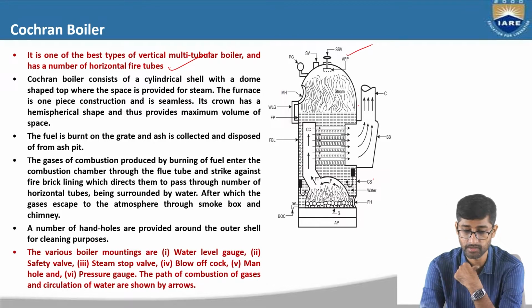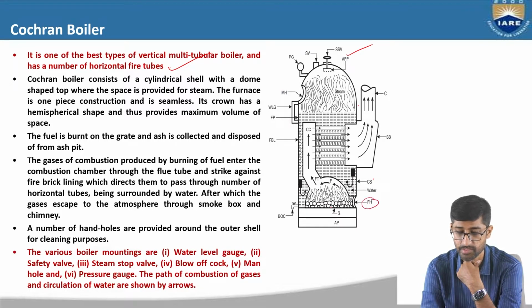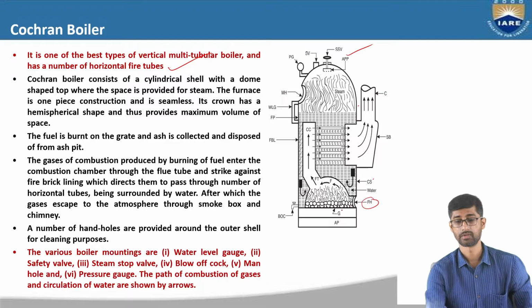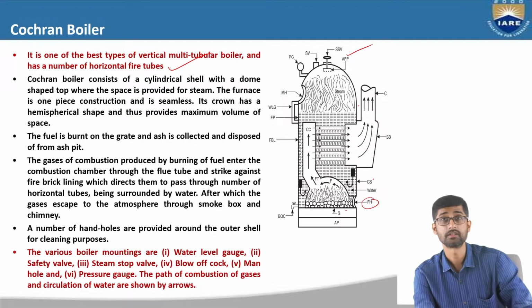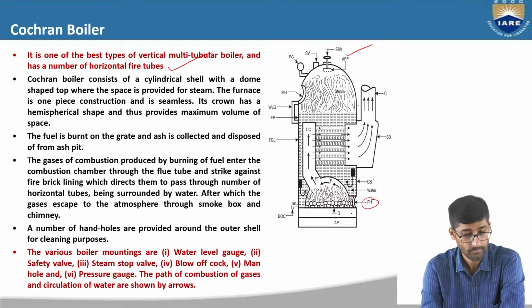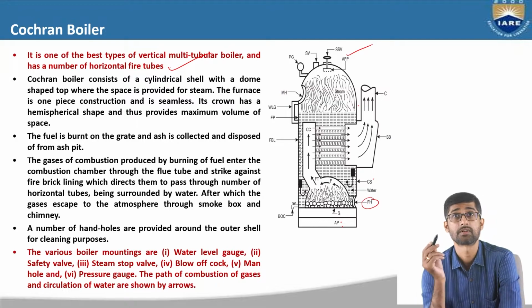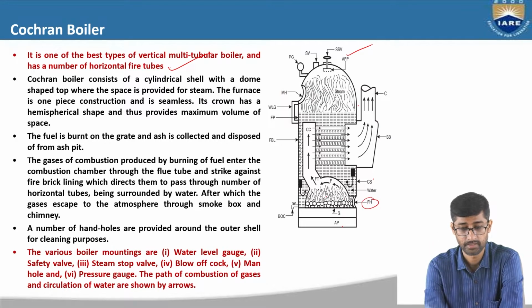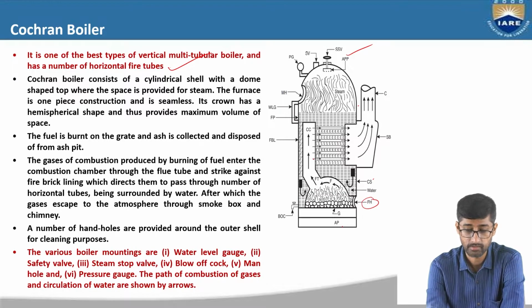Now the fuel is burned. Here there is a hole, the fuel hole. Here we are entering the fuel. The fuel is burned in this furnace on the grate, and ash is collected and disposed of in the ash pit. And the gas of combustion produced by the burning of fuel enters into this combustion chamber, where it is in contact with the fire brick line.